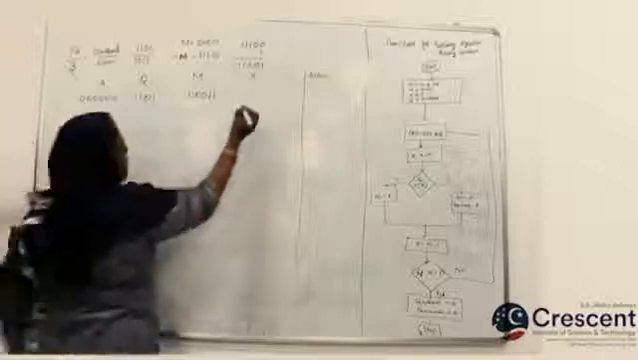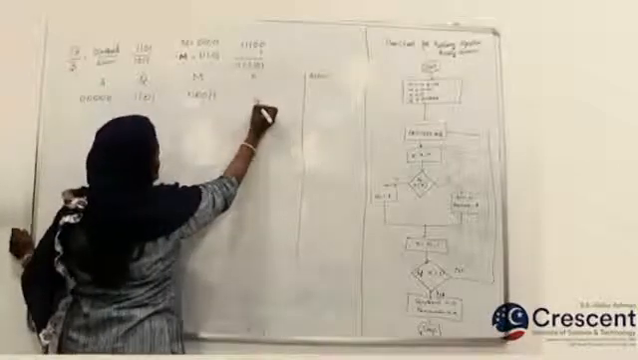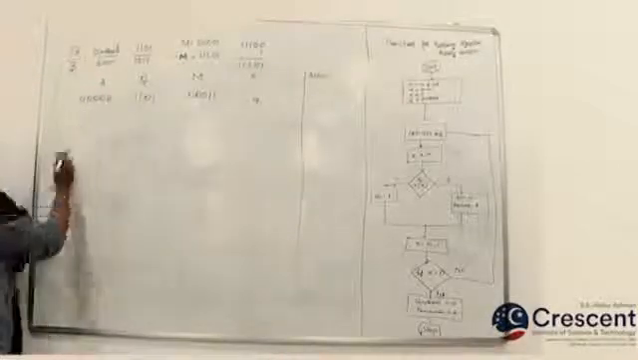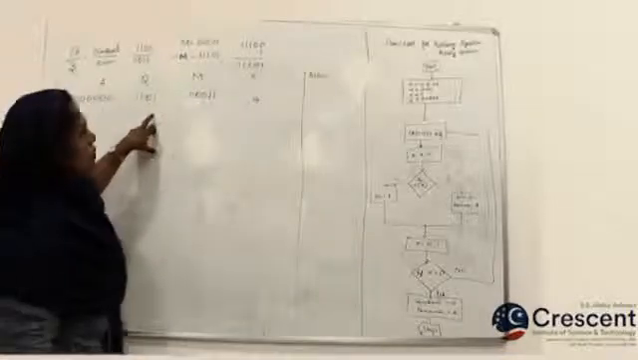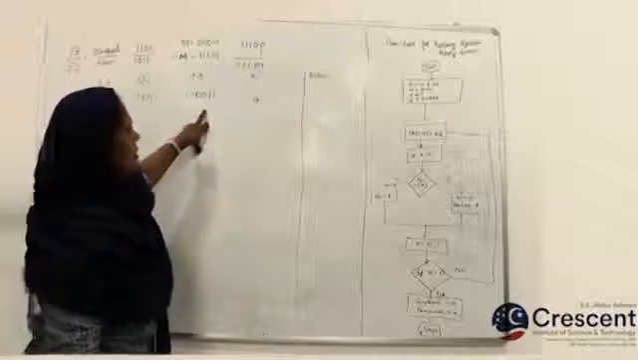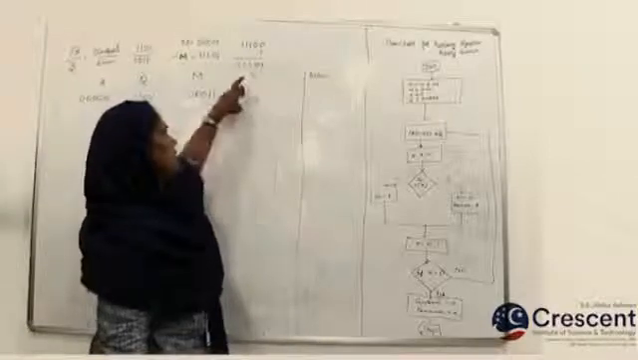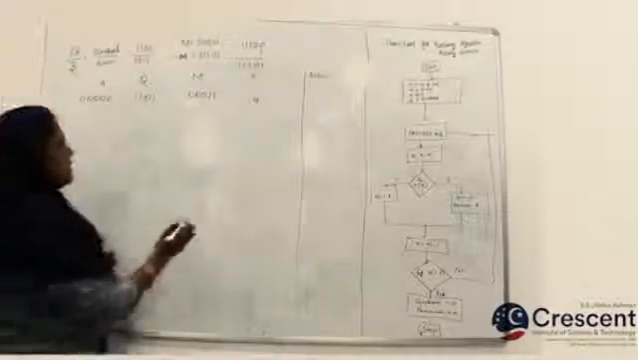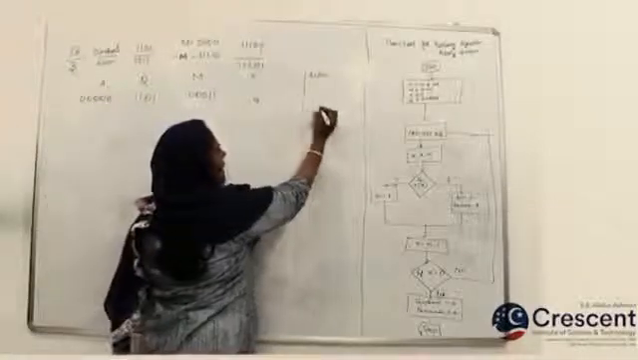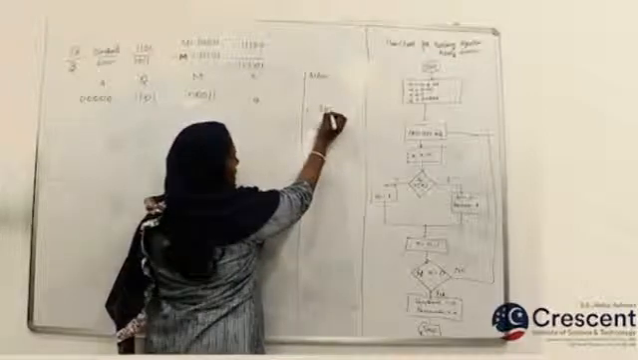Now n is equal to 4 because we have 4 bits. Now we start, according to the algorithm, we initialize A with 0, Q with the dividend, and M is the divisor, and the number of bits is 4. Because we have 4 bits, I have initialized n to 4. So the first step that I have to do is shift left AQ.